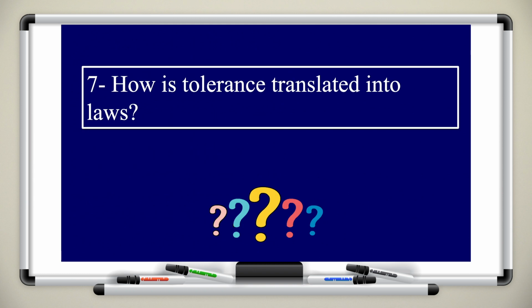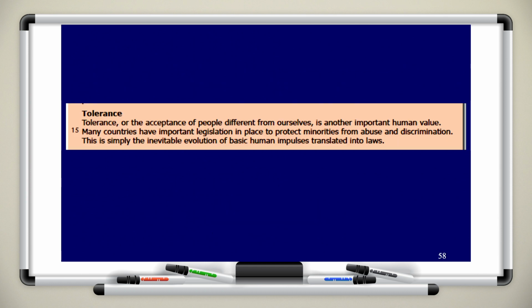Question number 7. How is tolerance translated into laws? You will find here in the paragraph the title is tolerance. So I'm going to go directly to this paragraph and I will skim for the answer. Tolerance, or the acceptance of people different from ourselves, is another important human value. Many countries have important legislation in place to protect minorities from abuse and discrimination.